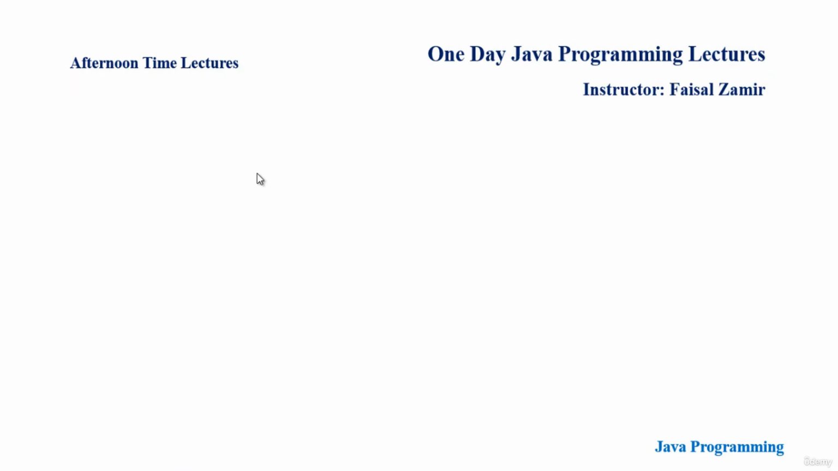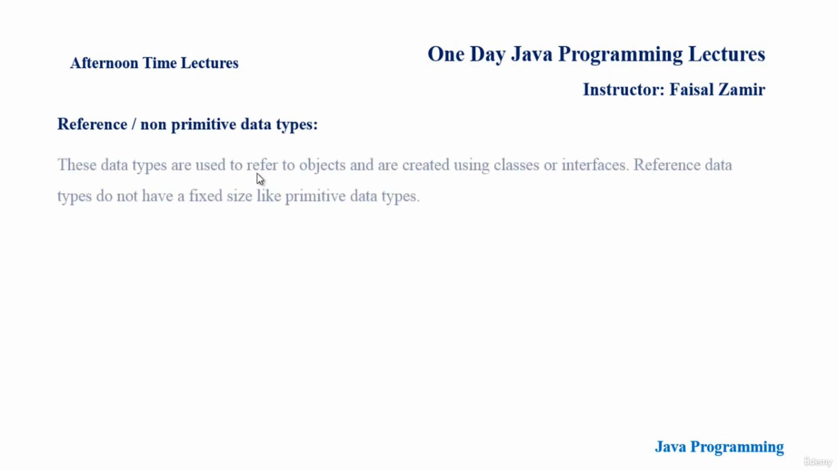Hi guys, in this class we will learn more about data types. You know that in the previous class we discussed primitive data types, but in this class I will discuss reference or non-primitive data types. These data types are used to refer to objects and are created using classes or interfaces. Reference data types do not have a fixed size because their value may change. Their data may change like primitive data types.